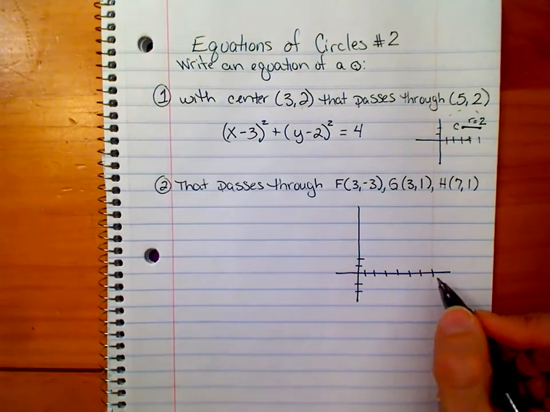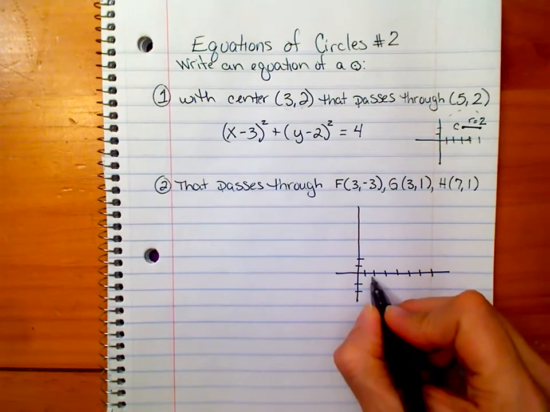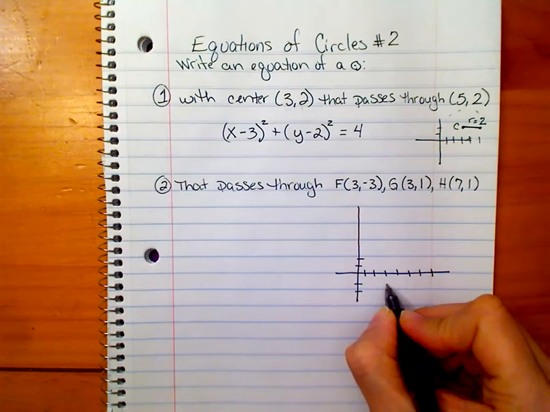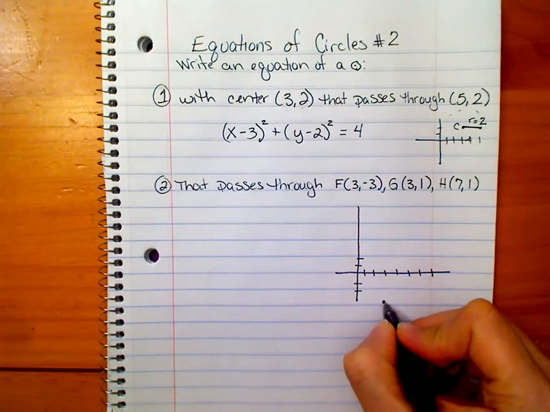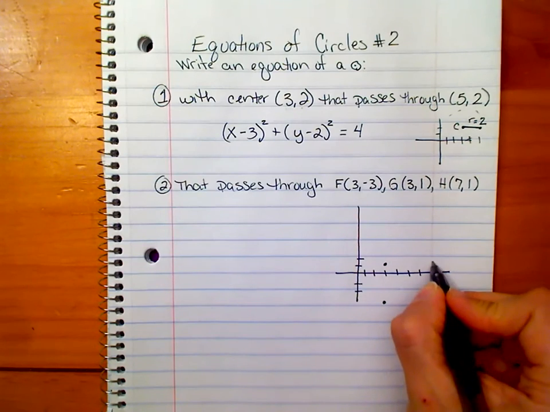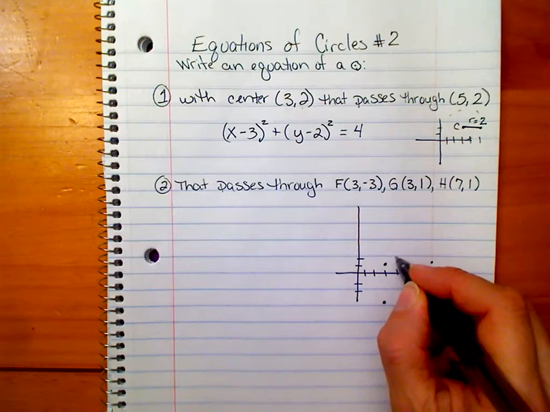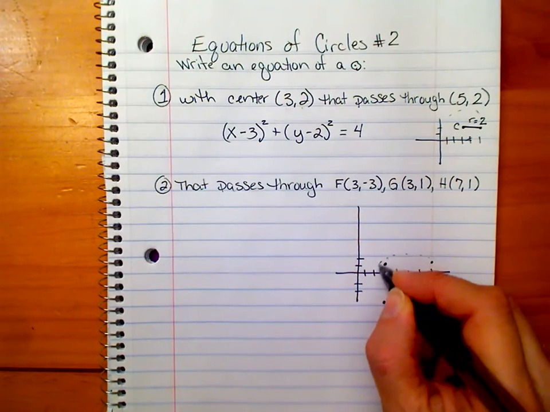This one's a little more challenging. Like I said, it's always a good idea to graph the points. So if we graph (1, 2), (3, 1), and (7, 1), these points are what the circle goes through.